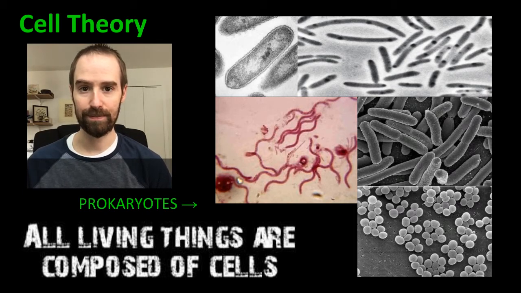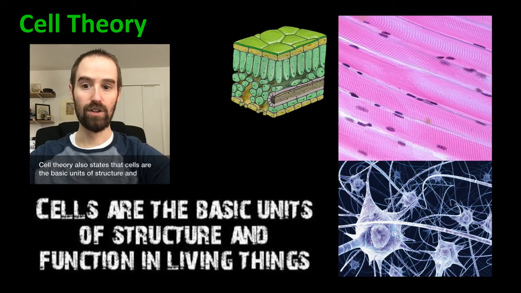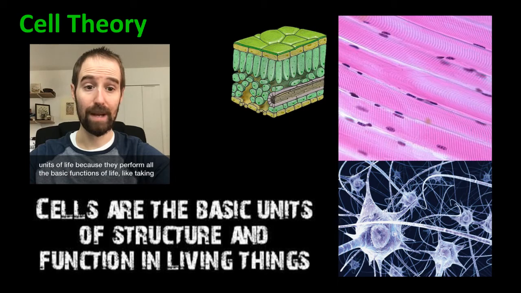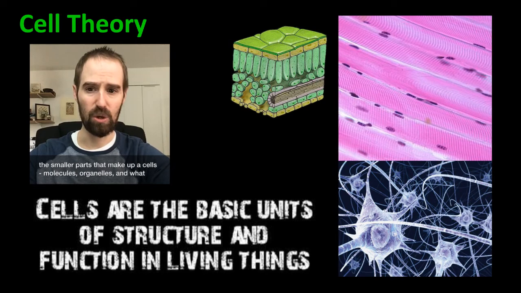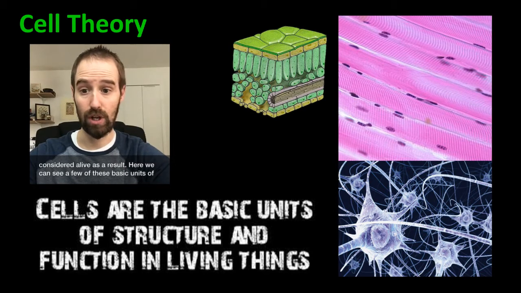Cell theory also states that cells are the basic units of structure and function in living things. Basically, this means that cells are the smallest units of life because they perform all the basic functions of life, like taking in nutrients and transforming energy, metabolizing molecules and getting rid of waste. Cells even reproduce and grow and develop over time. But the smaller parts that make up a cell, molecules, organelles, and what have you, do not perform all of these functions on their own, and are not considered alive as a result.